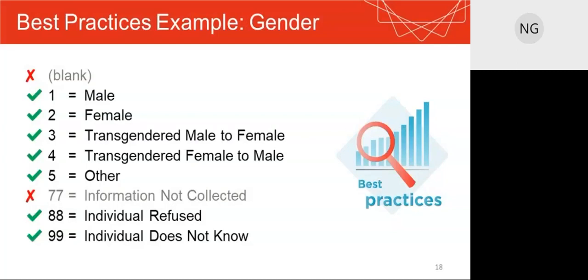The goal here is not in any way to pressure service coordinators or participants into providing any information that they're not completely comfortable providing. We just need to know what you know and what you don't know. So if you didn't ask or you didn't attempt to collect the information, then go ahead and select 77. That is the correct answer in that case. But if you did ask, you did attempt to collect the information, and the participant wasn't willing to answer, then it's perfectly acceptable to choose 88, individual refused, or 99, individual does not know. And that will not count against you in any way.